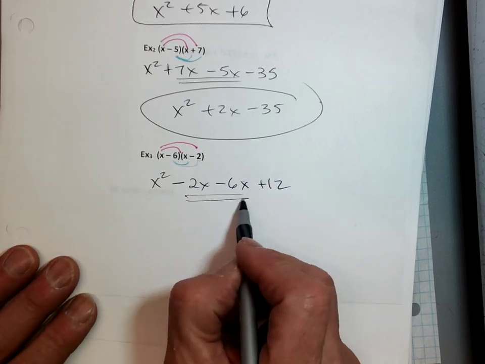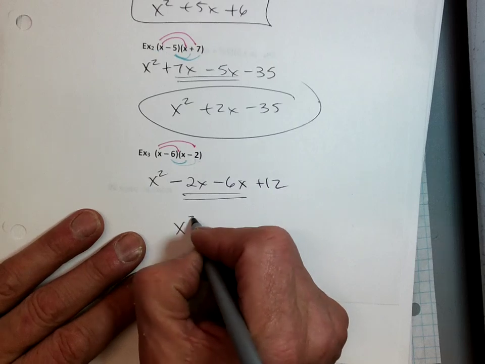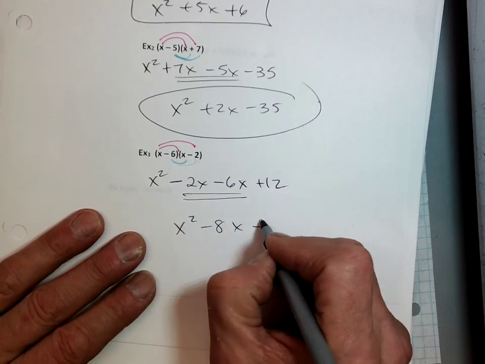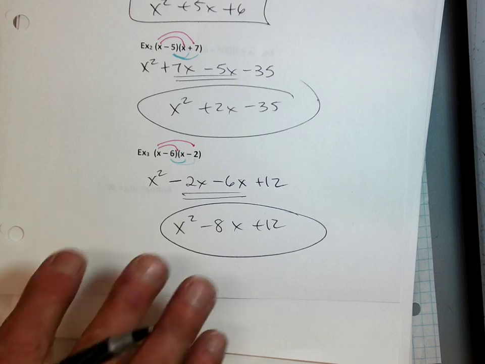Combine the two middle terms. You've done this before. Nice job. Combine the middle terms. I get an x squared minus an 8x plus 12. I'm seeing this is kind of a review for you guys, isn't it? So it's pretty easy. Yeah. Thumbs up. Okay. Turn the page.